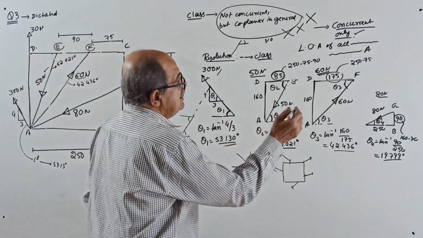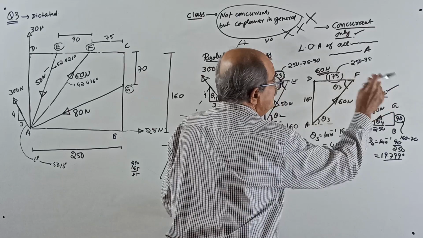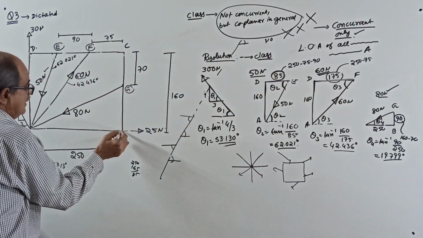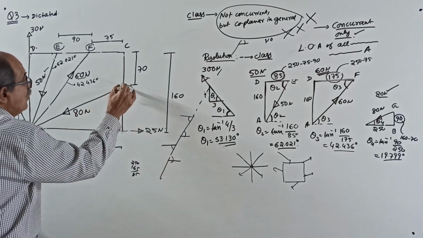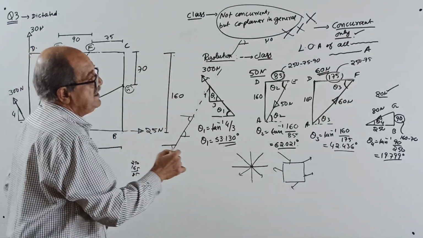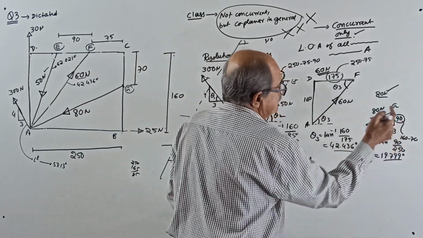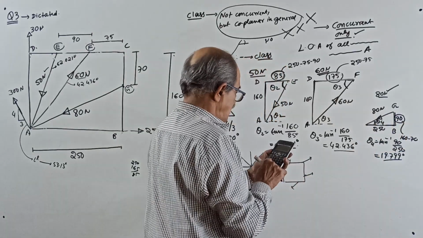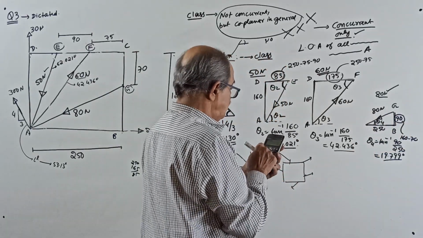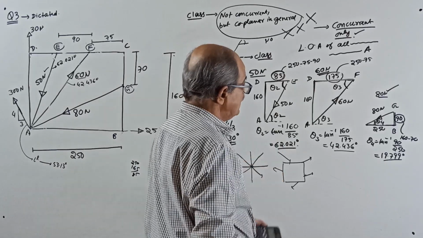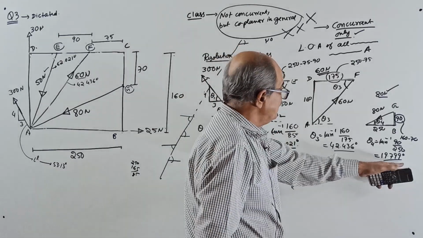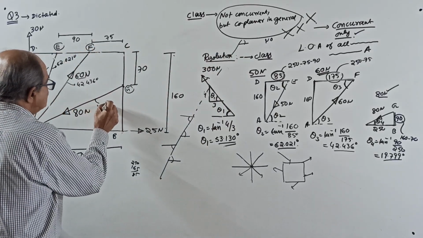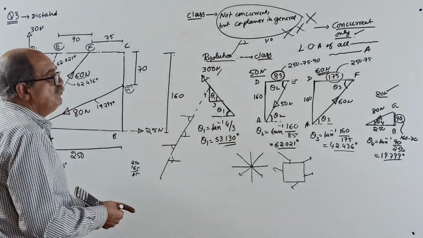Lastly, the 80 Newton force. Consider the triangle A, B, G. We want this height: 160 minus 70, which is 90. So tan theta equals 90 divided by 250. Shift tan inverse gives 19.7799 degrees. So the angle for this force is 19.799 degrees. Now everything is over.